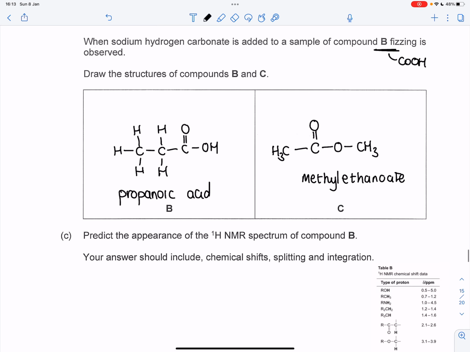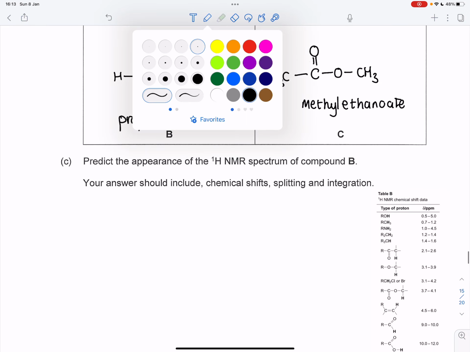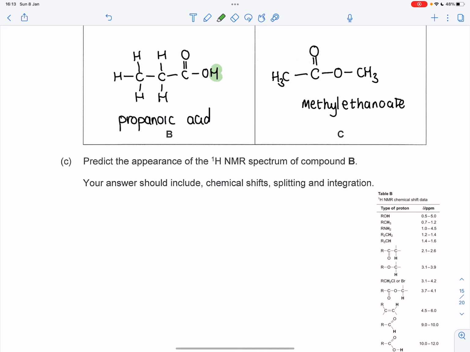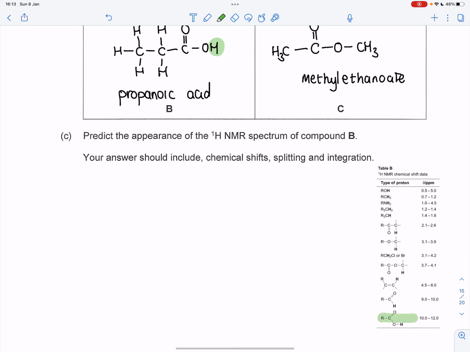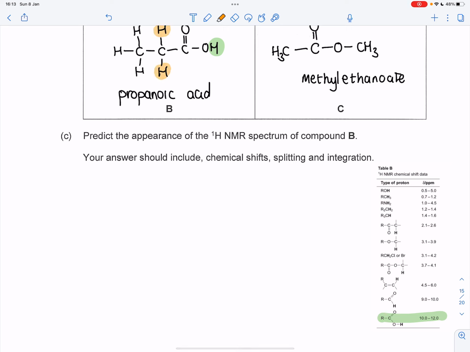We're being asked to predict the spectrum for compound B, the carboxylic acid. So let's take each peak one at a time. We've got the carboxylic acid H, and on our data sheet we've got a nice carboxylic acid H. We've got the H's next door to the carboxylic acid, so we need to be careful, 2.1 to 2.6. And then we've got end of chains, the base type, 0.7 to 1.2. So we've got these 3 types. What would our spectrum look like?